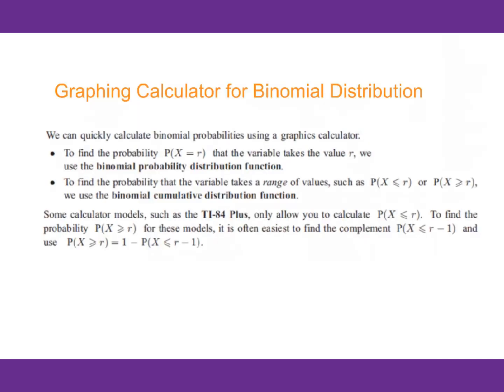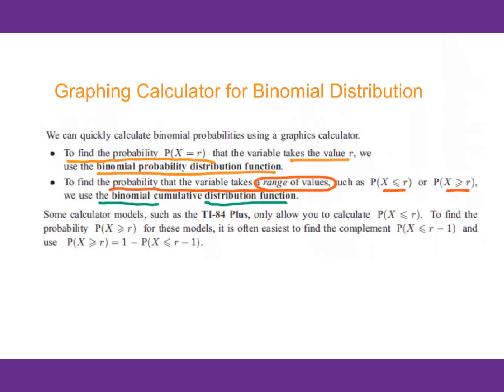You can use a graphing calculator to do the binomial distribution. To find the probability X equals r, that the variable takes the value r, we use the binomial probability distribution function. To find the probability that the variable takes a range of values, such as probability X less than or equal to r or probability X greater than or equal to r, we use the binomial cumulative distribution function.